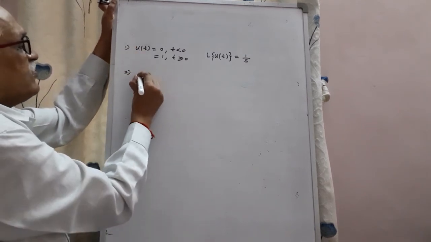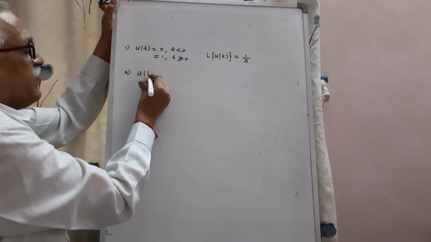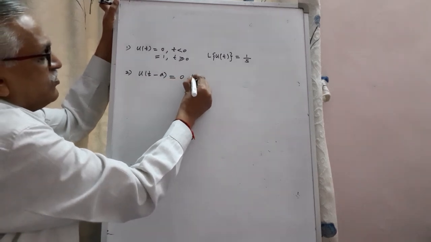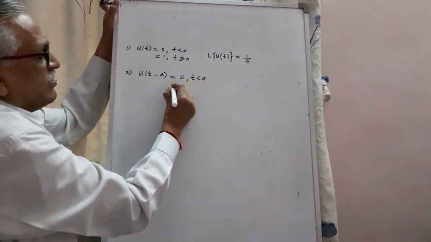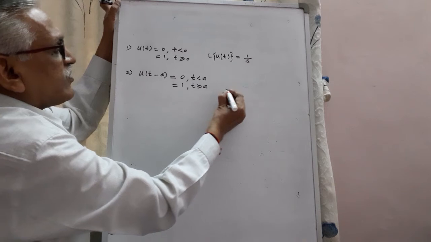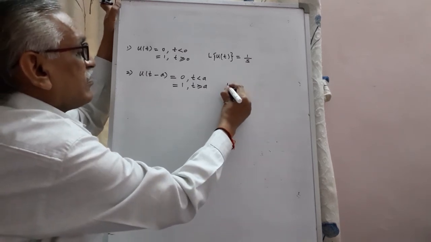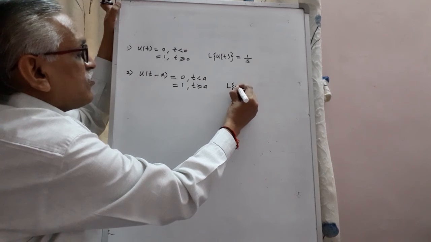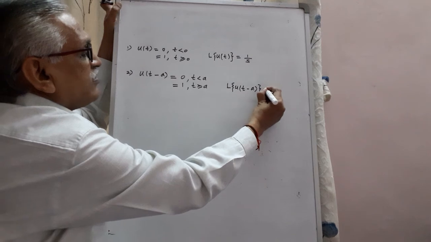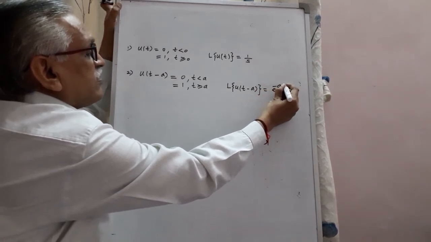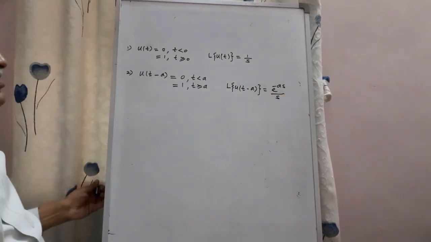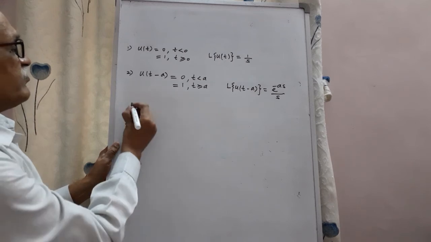Second result we have: displaced unit step function u of t minus a. Again 2 values, 0 for t less than a and second value is 1 for t greater than or equal to a. We get the Laplace transform of that displaced unit step function as e raised to minus as by s. This is the second result.